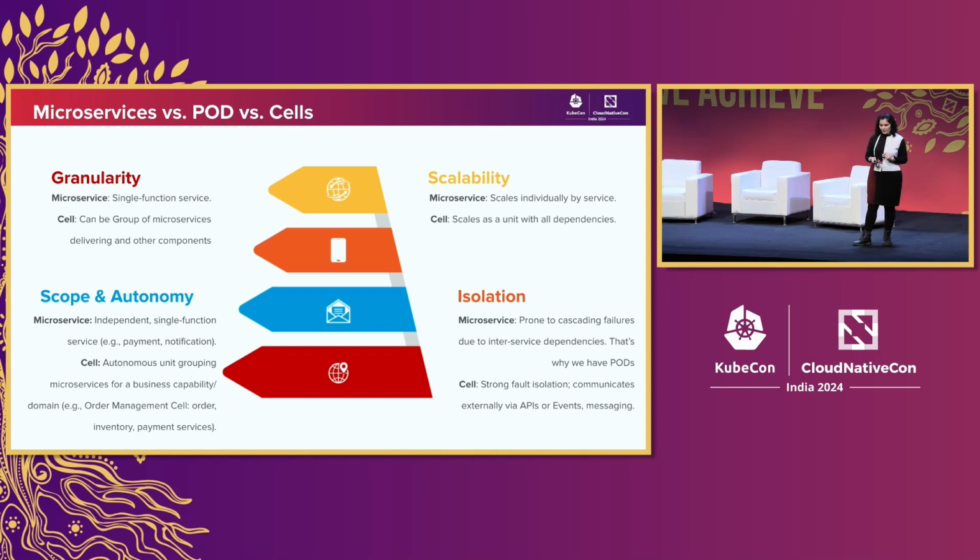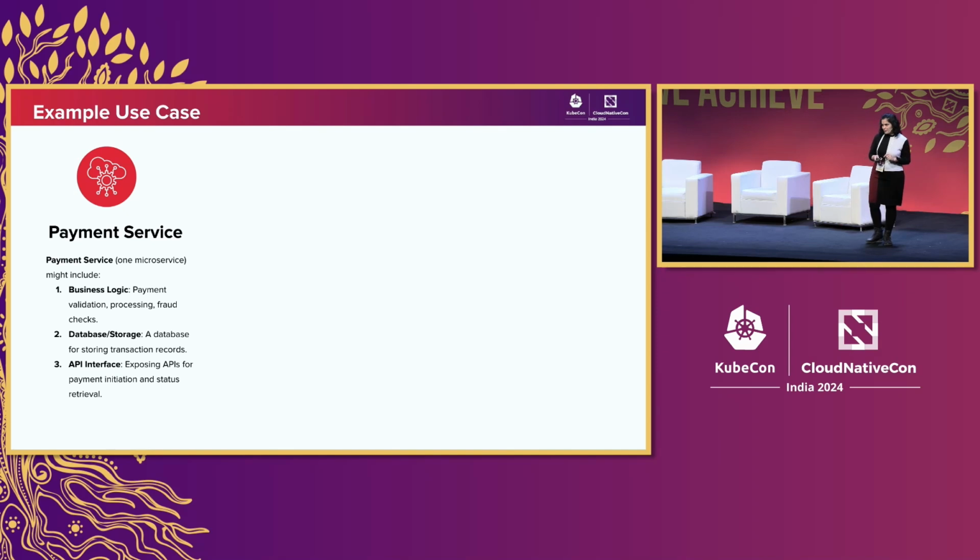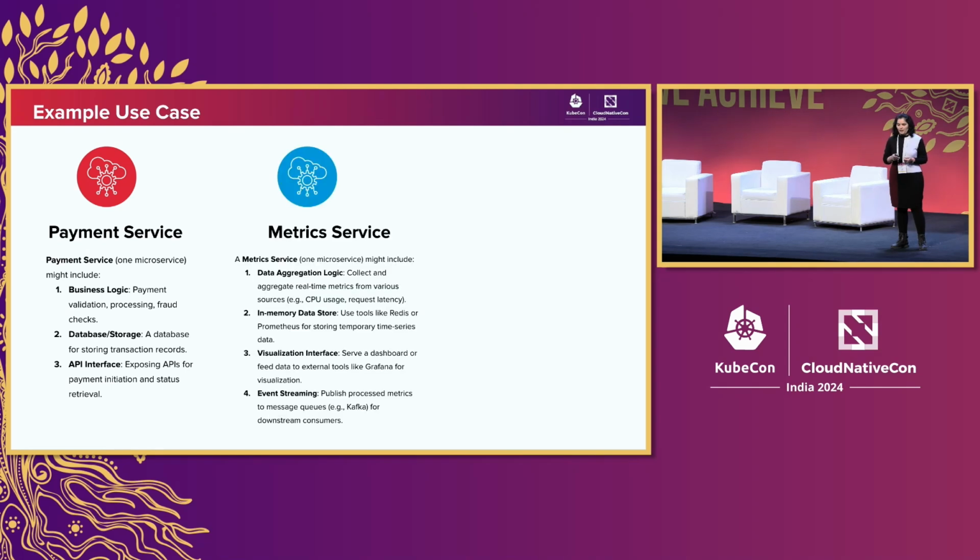Delving further into it, let's pick up an example so that all these concepts we have talked about, you should be able to relate to a practical scenario. Let's say we have a payment service which is doing the business logic of payment: validation, processing, fraud check. 3 functions in that one microservice, but all related to payments, so we'll still call it one function. It has its own database. It interacts through an API interface.